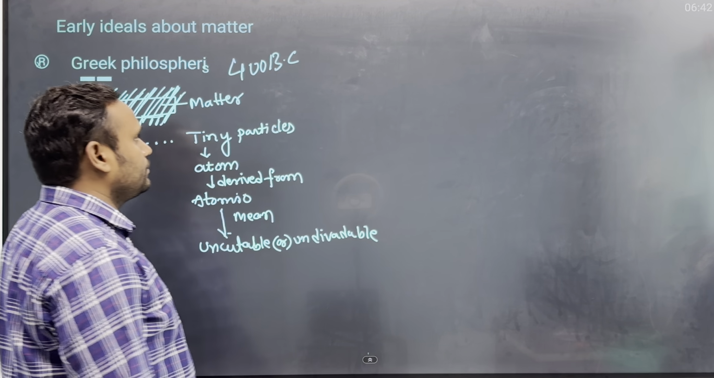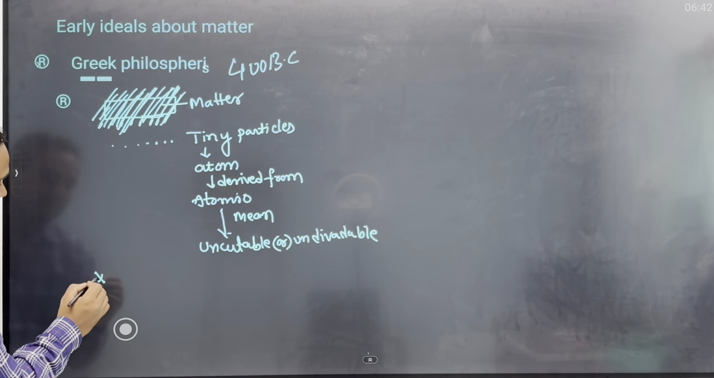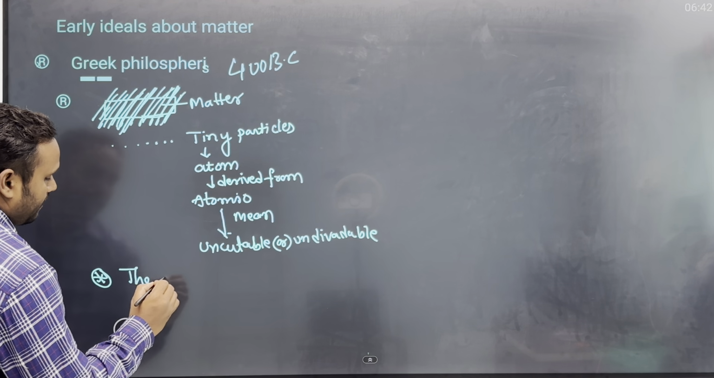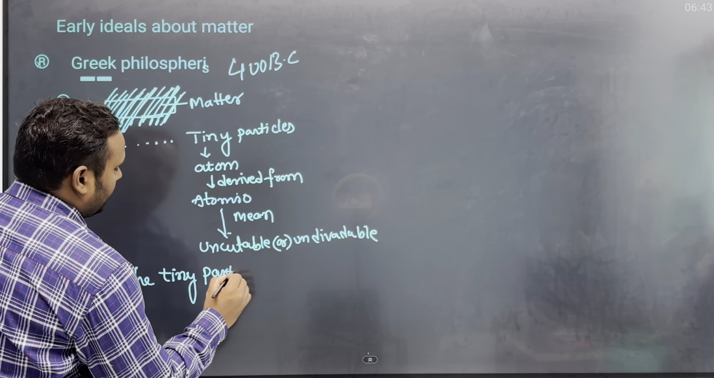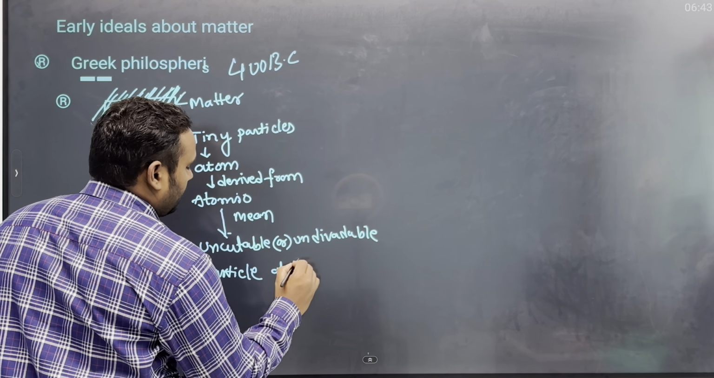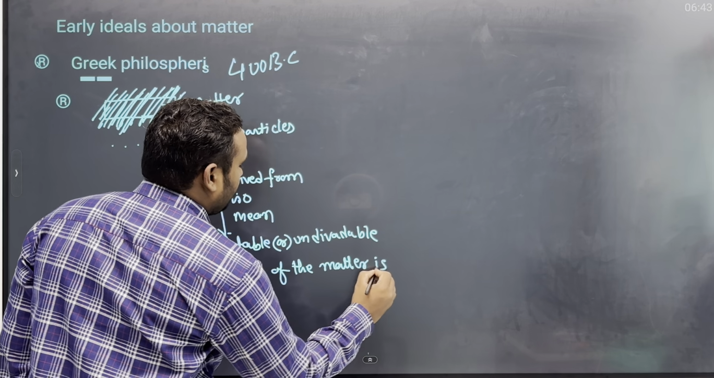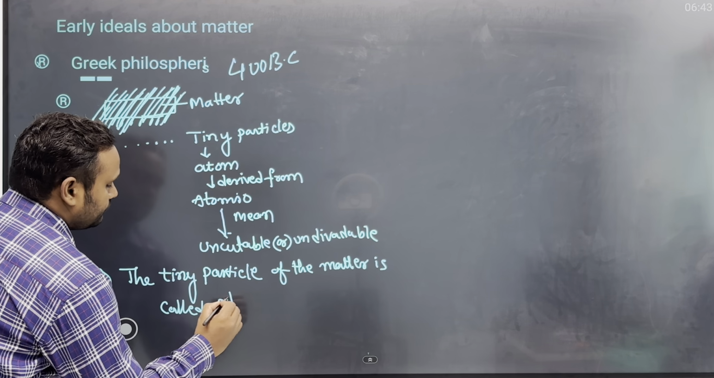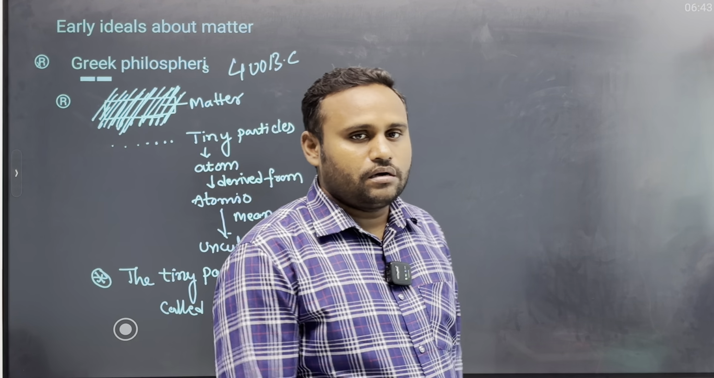Okay, next, so finally, what is the meaning of atom? According to them, the tiny particle of the matter. Tiny means very small. The tiny particle of the matter is called atom.